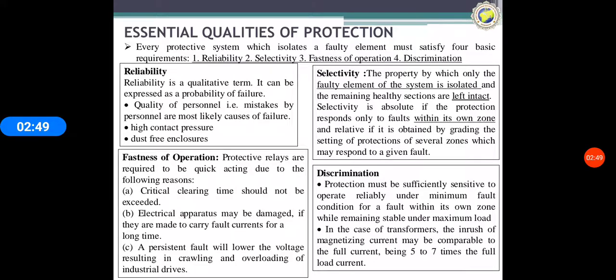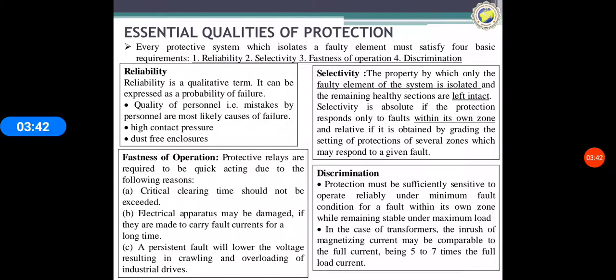It means that the selectivity of the relay is the ability of the relay to operate from a signal of minimum magnitude. It means that the selectivity of the relay is indicated by the volt-ampere requirement to operate it. Suppose relay 1 requires 2 volt-amperes to operate, while the second relay requires 5 volt-amperes to operate. Then the sensitivity of relay 1 is more than that of the second relay.